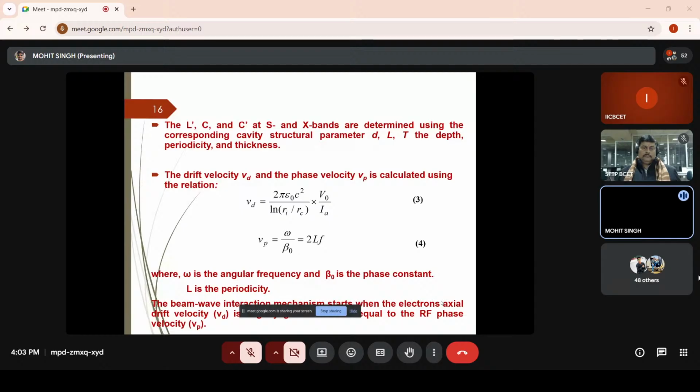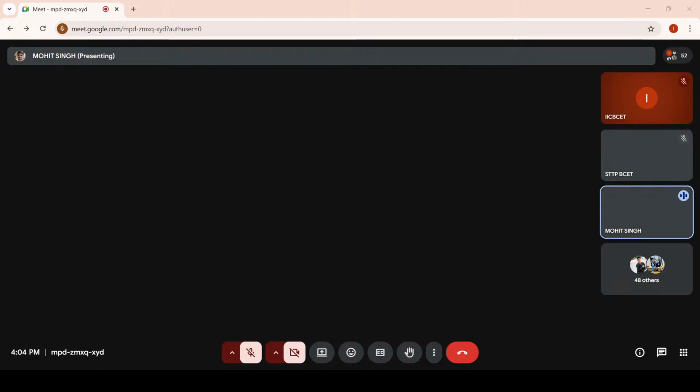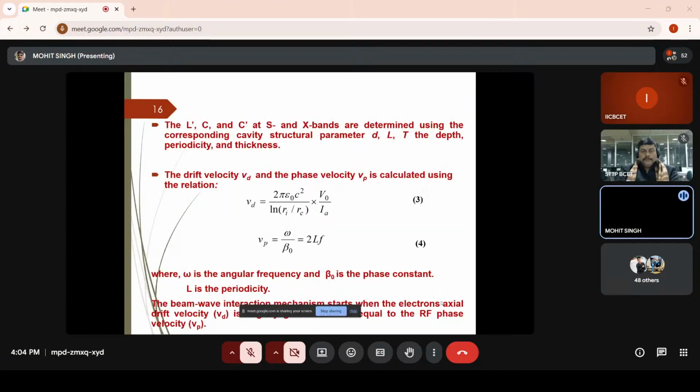For this to occur, our main target is the interaction of the electron beam and RF wave. If there is better interaction, more power will be generated. If there is weak interaction, the power will be very less and the efficiency will be very poor. That's why it is very important to synchronize these two, VD and VP, and this synchronization is achieved with the help of the periodicity at which we are keeping the disc.